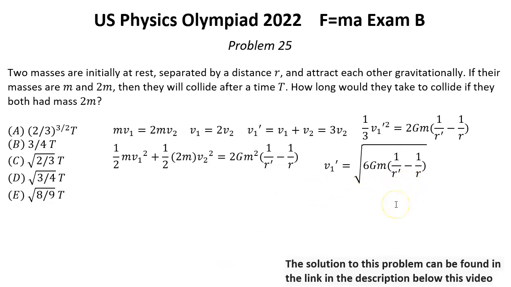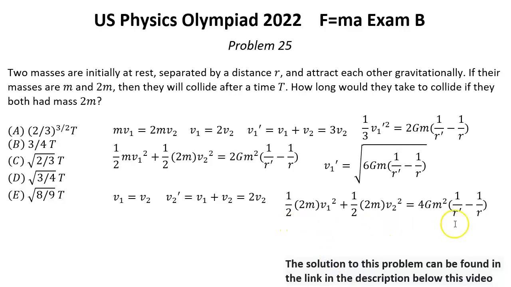Now let's see what happens if both masses have mass 2m. In that case, momentum conservation gives us v1 equal to v2, relative speed equal to 2 v2, and energy conservation, this expression. Again, we can use expressions for v1 and v2 using v2 prime and find that v2 prime equal to this expression.